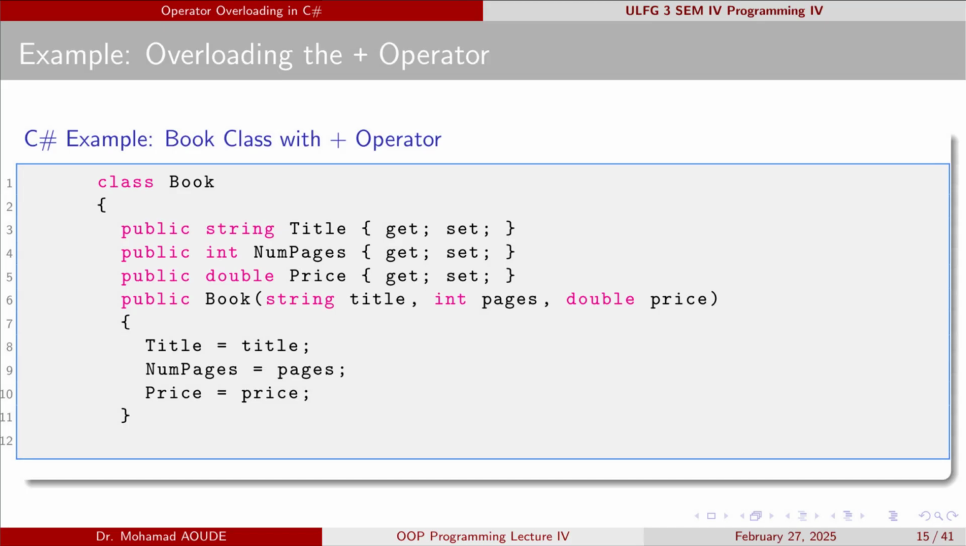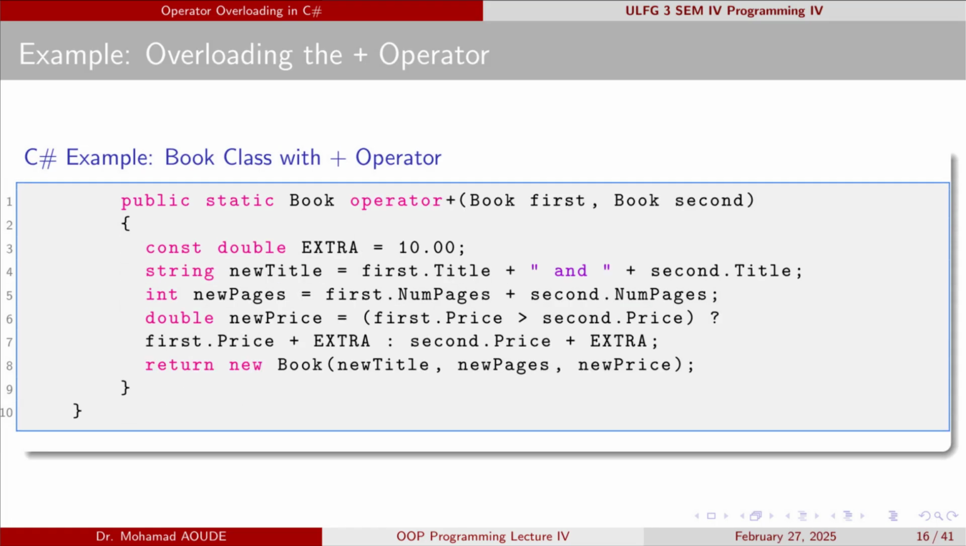Example from the book class: adding 2 books creates a new book with a combined title, combined number of pages, higher price plus an extra charge. This shows that overloading can involve smart business logic, not just raw math. Inside the overloaded plus operator, we create a new book object that merges attributes from 2 originals as in the previous slide. This principle, creating new combined objects instead of mutating existing ones, is crucial for writing safe, predictable programs.